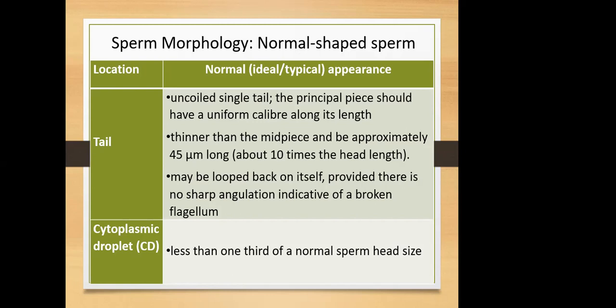But here we said may loop, which means it can turn. But it should not show sharp angulation. What is angulation? It's where the thing is coming up, and then all of a sudden coming down, and all of a sudden it goes up. So that's the difference between Onchocerca volvulus and then Septocerca.